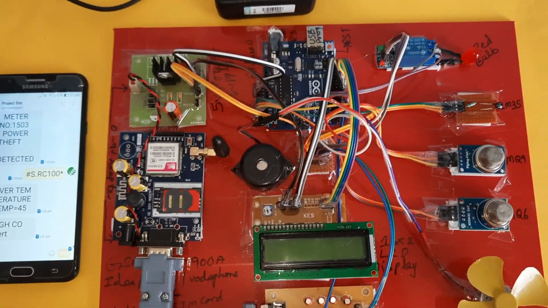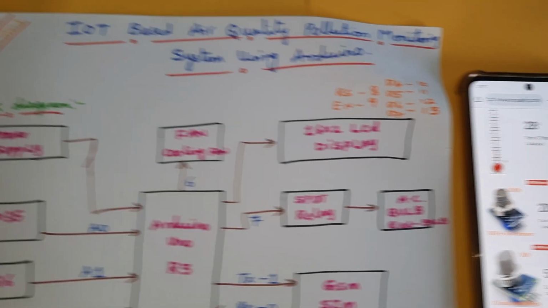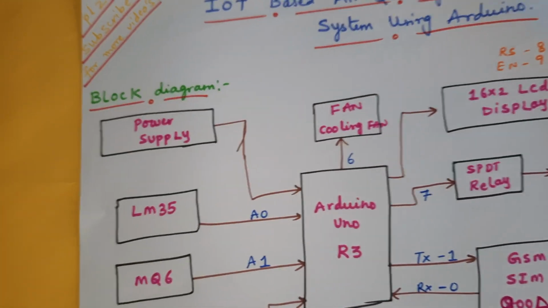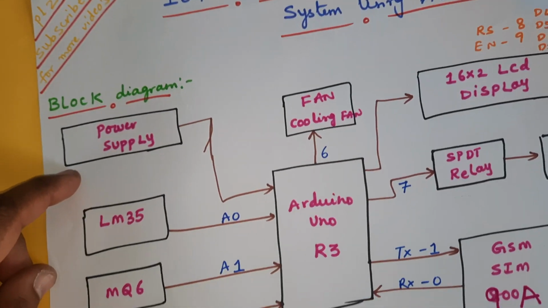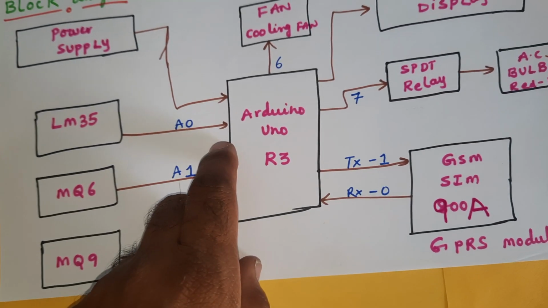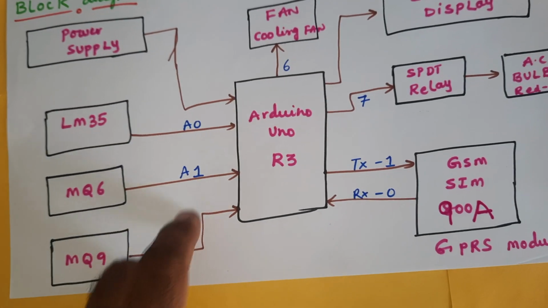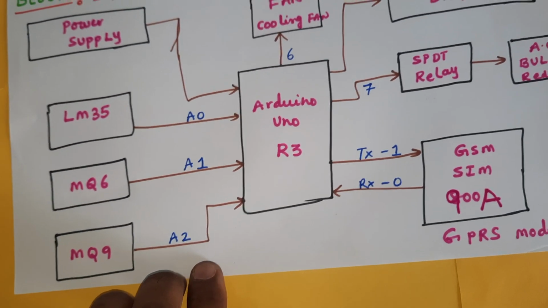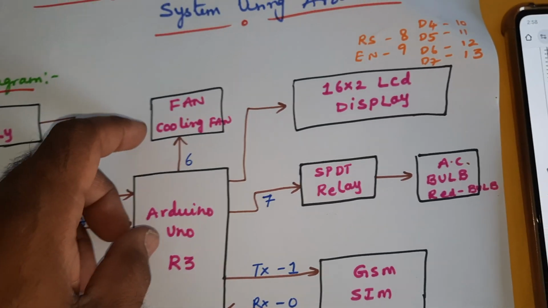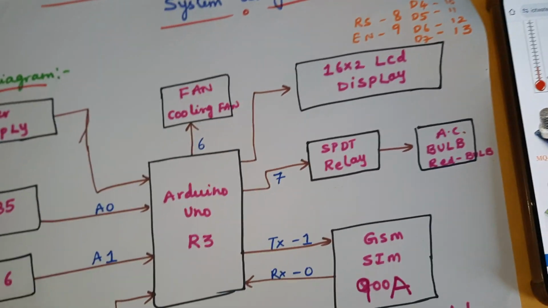Hi. IoT-based air pollution monitoring system using Arduino with IoT sensors. In this project, we are using a 5 volts power supply module and Arduino Uno R3. The sensors are: LM35 temperature sensor connected to A0, MQ2 sensor connected to A1, and MQ9 carbon monoxide sensor connected to A2. The cooling fan speed is controlled depending upon the temperature.